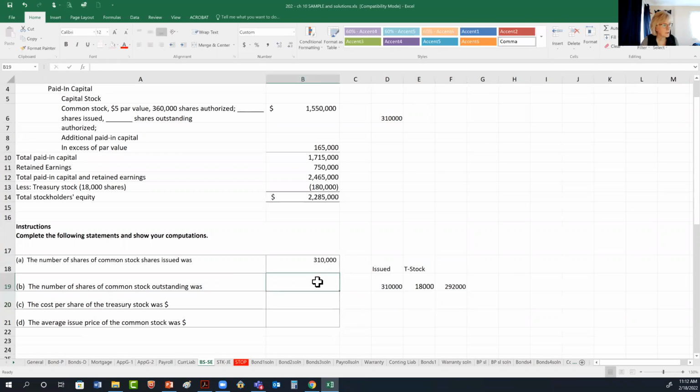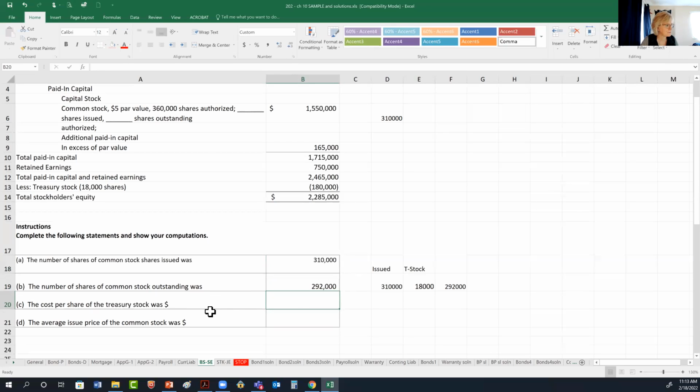All right, so you get 292,000. And again, I want you guys to stop and compare the outstanding shares to the issued shares. If you got outstanding shares of 320,000, something's off. It's got to be less or equal, okay? All right. So, cost per share of treasury stock.